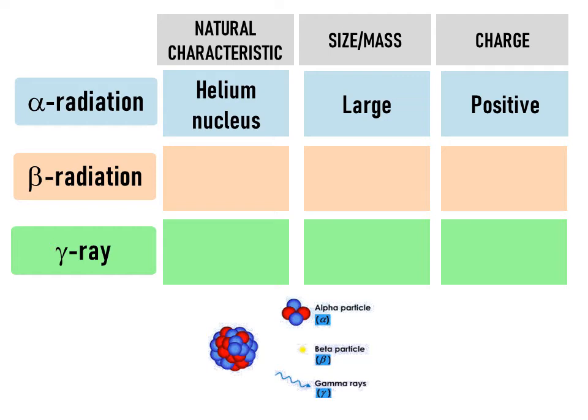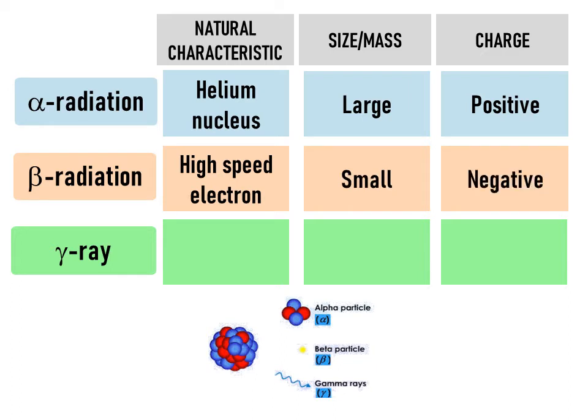While beta radiation or beta particle is a high-speed electron. Since it is an electron, their mass or size is small and their charge is obviously negative. On the other hand, gamma ray is a high-energy electromagnetic wave which has no mass and its charge is neutral.